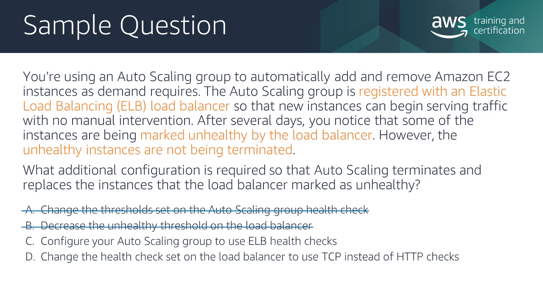And again, you've got to know the moving parts of each individual service. Option B is incorrect because in this case, decreasing the unhealthy threshold is only going to cause the load balancer to mark the instances unhealthy faster. It's not actually going to change how auto-scaling is handling the unhealthy instance. So you're just going to collect more and more unhealthy instances.